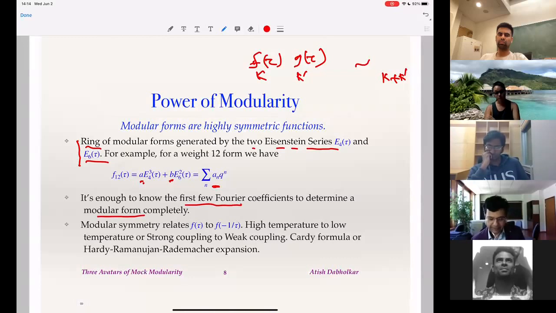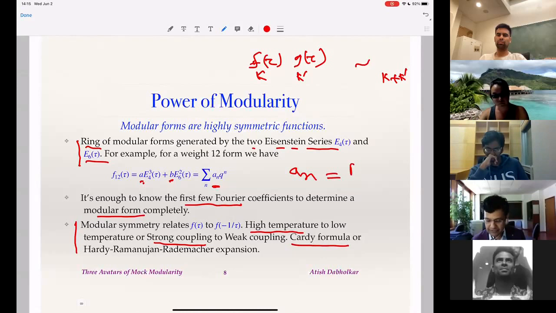The second powerful fact about it is that the modular symmetry relates f(τ) going to f(-1/τ). And if you think about it in the context of conformal field theory, it relates high temperature to low temperature, or in the case of gauge theory, strong coupling to weak coupling. And therefore, it gives you a huge amount of information from a physical point of view, that you can relate strong coupling computations to weak coupling computations, or high temperature computations to low temperature computations. And the famous example of that is the Cardy formula. But in fact, there is a very beautiful generalization of that, which is known as the Hardy-Ramanujan-Rademacher expansion, which gives you an exact expansion of a_n in terms of Bessel functions.